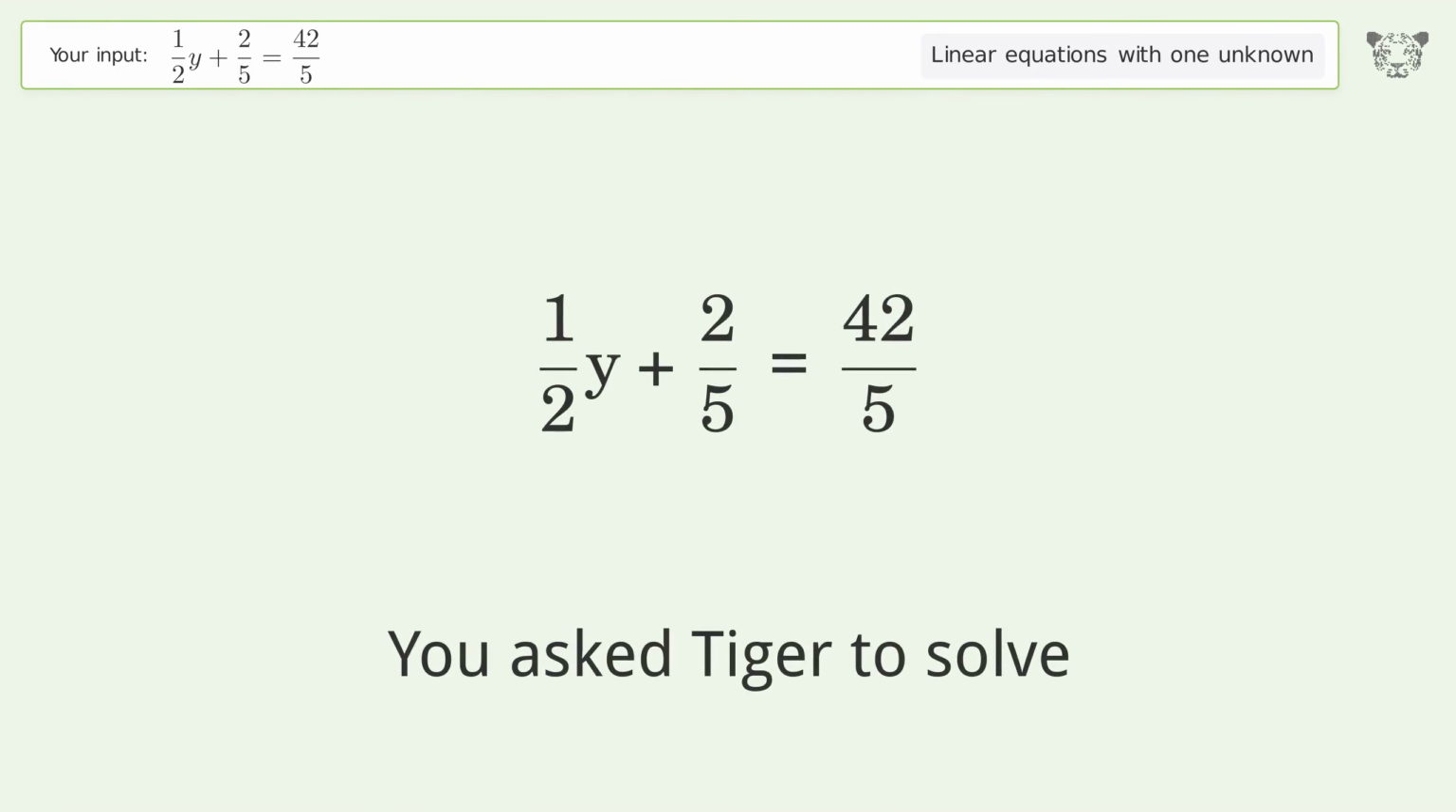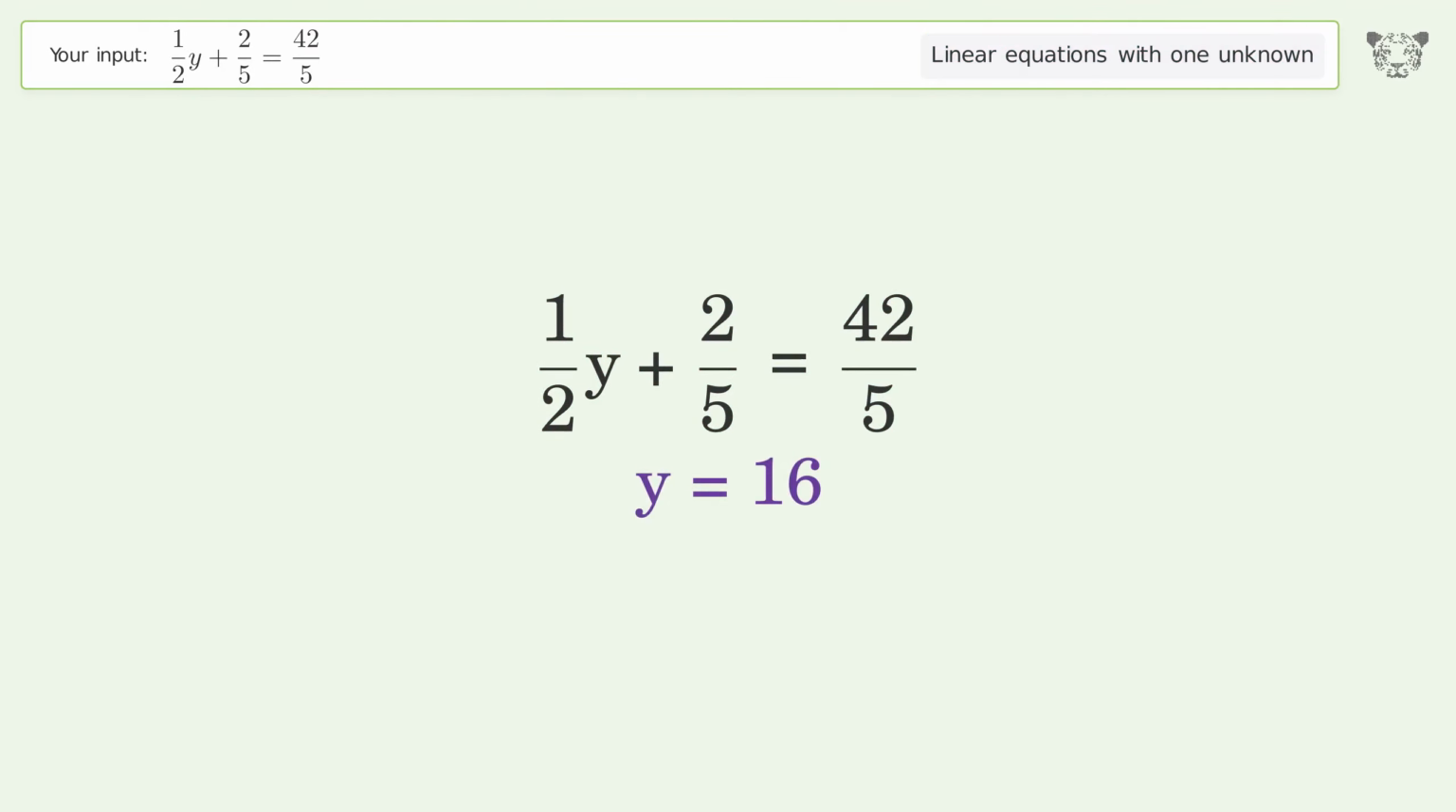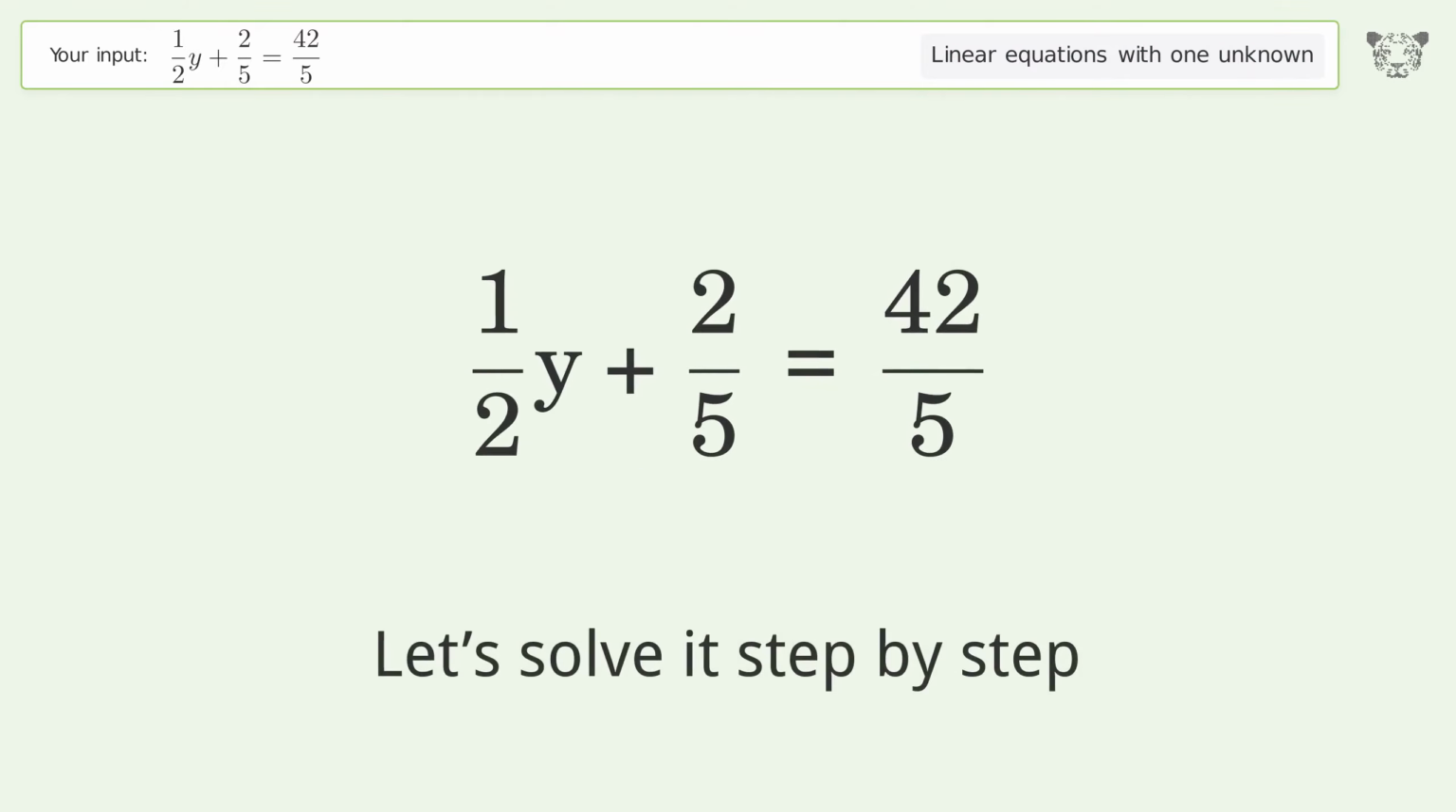You ask Tiger to solve. This deals with linear equations with one unknown. The final result is y equals 16. Let's solve it step by step.